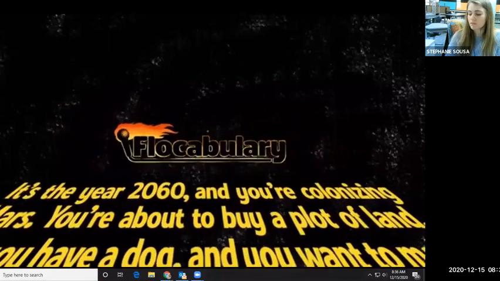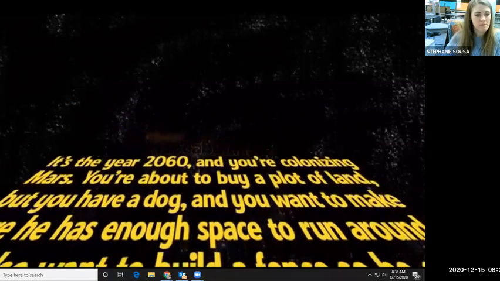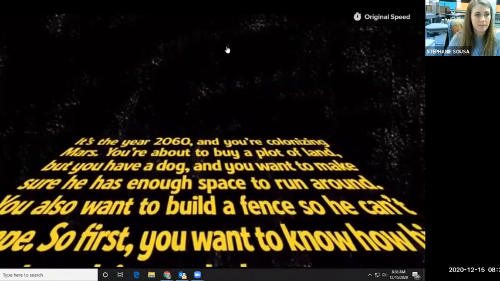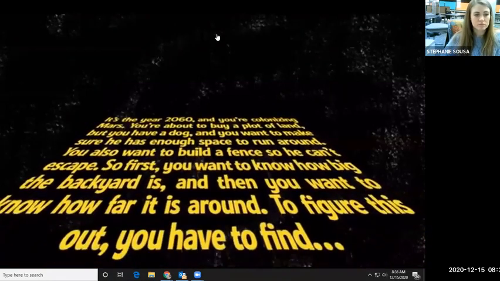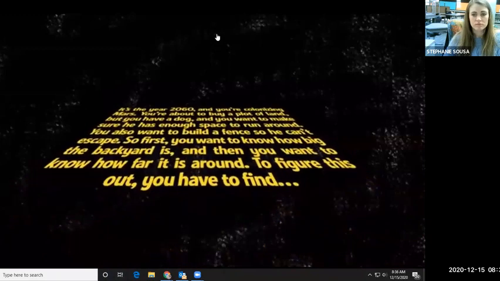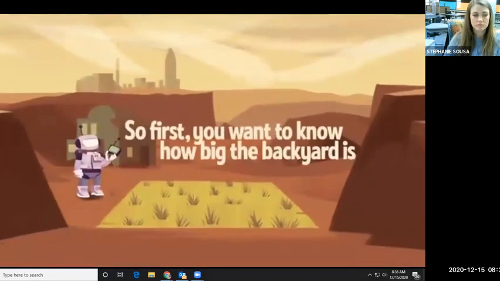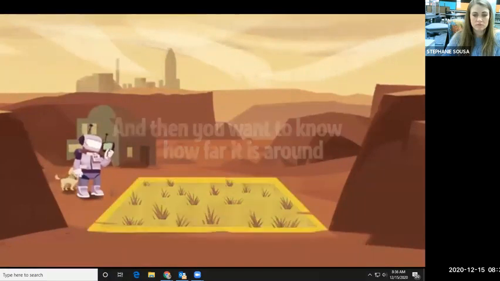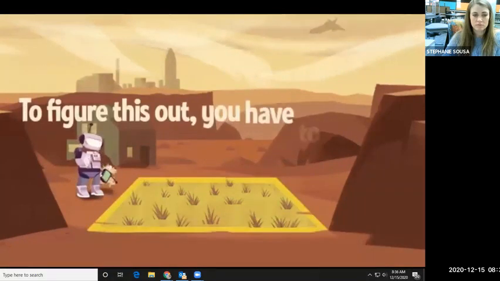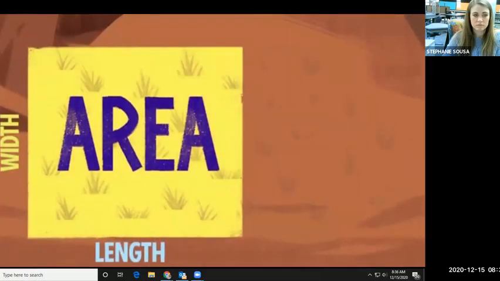It's the year 2060 and you're colonizing Mars. You're about to buy a plot of land, but you have a dog and you want to make sure he has enough space to run around. You also want to build a fence so he can't escape. So first you want to know how big the backyard is, and then you want to know how far it is around. To figure this out, you have to find the area.